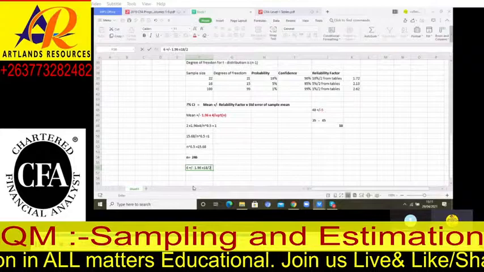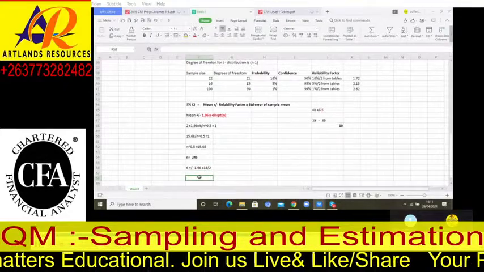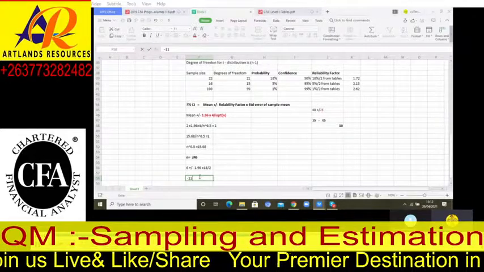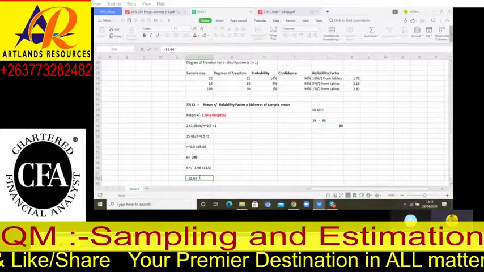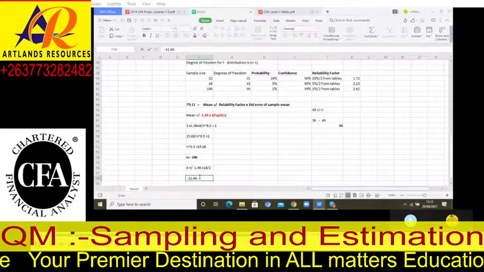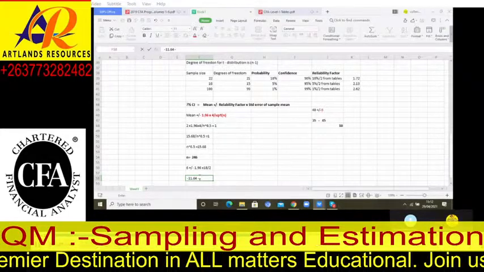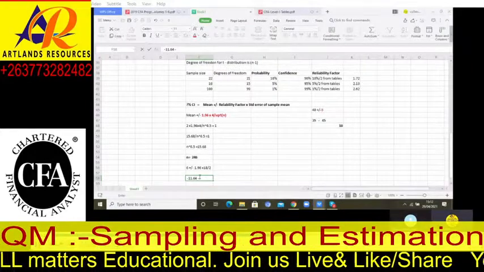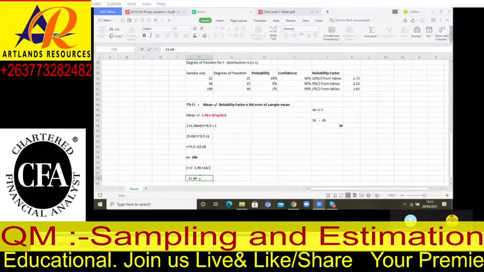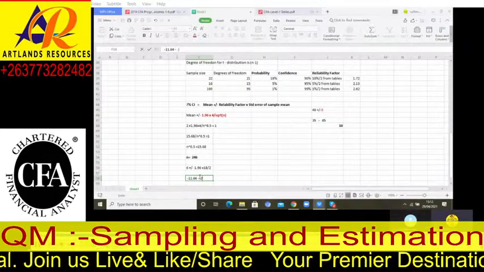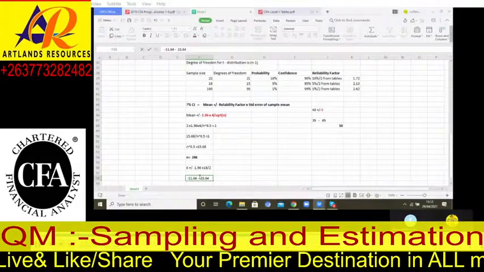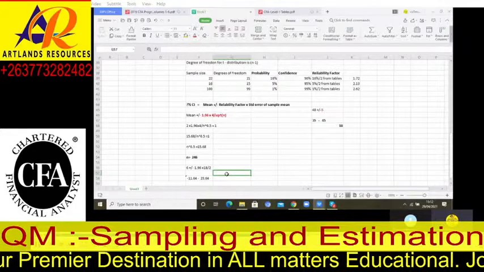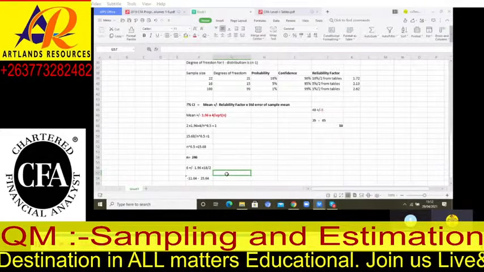It's ranging from minus 11.64 to plus 6. 17.64 plus 6. It's ranging to 23.64. Now my question was, is the manager's concern valid or not valid? Because the average return over the past 4 years was minus 2.